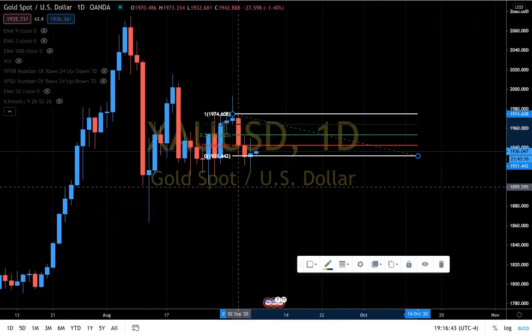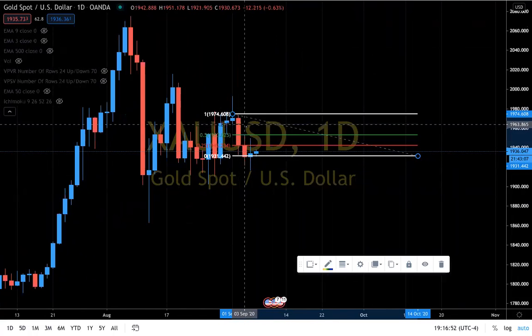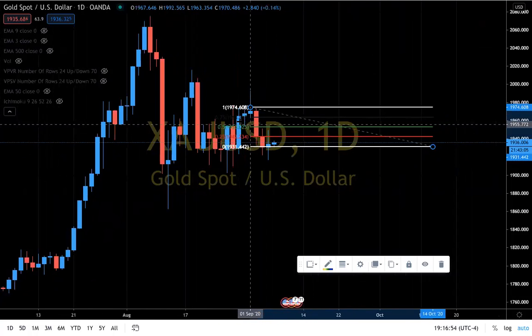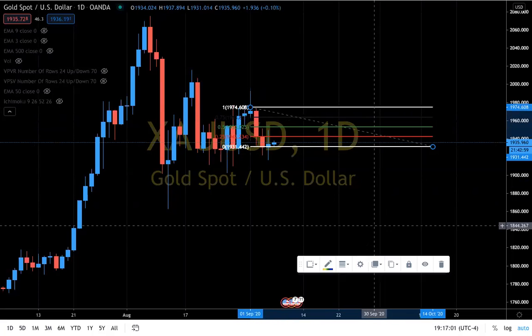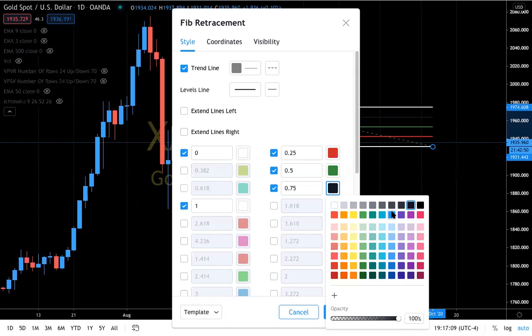All right, so the 50 is the green line. And then the 75 right here, I probably need to change that because it's black. So I can show you how to change your settings inside your indicators as well to customize them. I go to settings. I want to change this 75 to a different color, so I'm going to change it to blue because it's going to show. And then boom, it's blue.